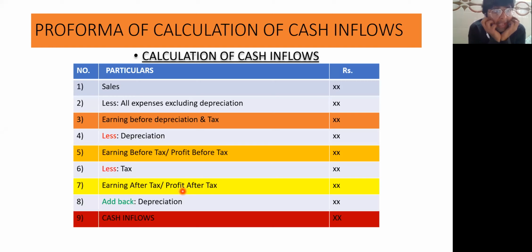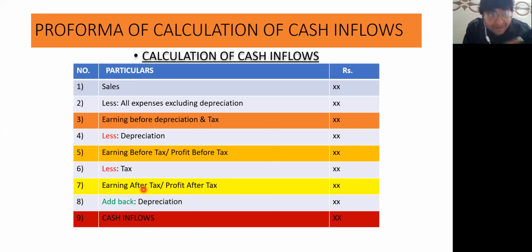Sir, what are you saying? Previously you have deducted, now you are adding. Sir, are you mad? No, beta, I'm not mad. You are going to calculate cash inflow. Here is earning after tax. If you want to find out earning after tax, you have to deduct depreciation. That is common, because depreciation is an expense.